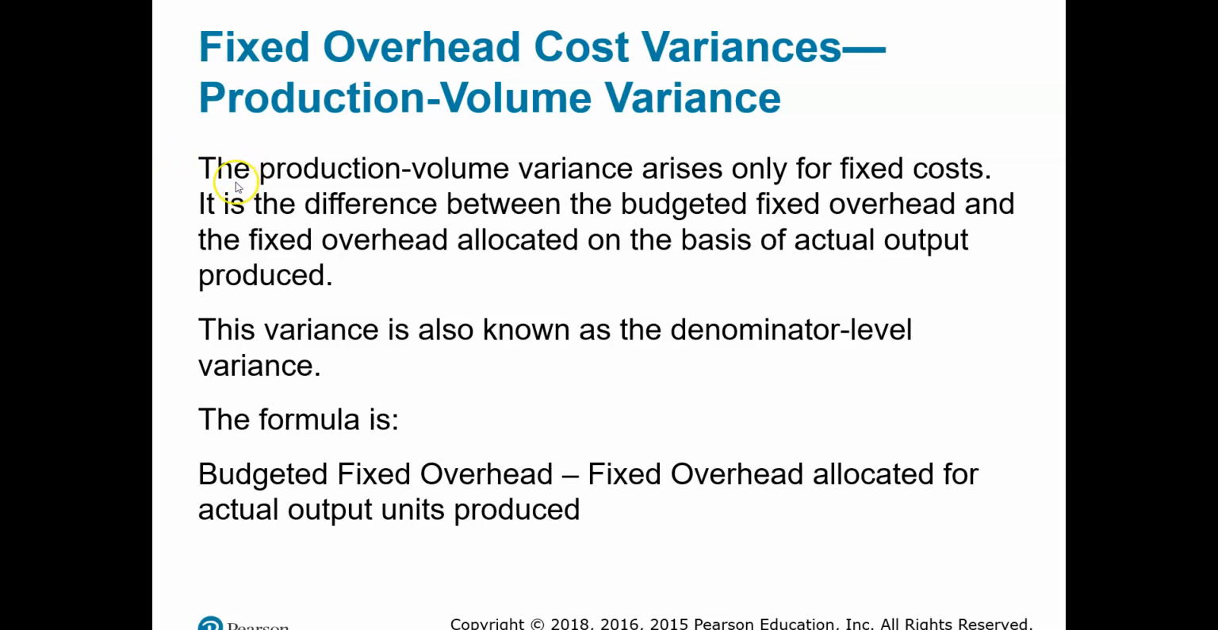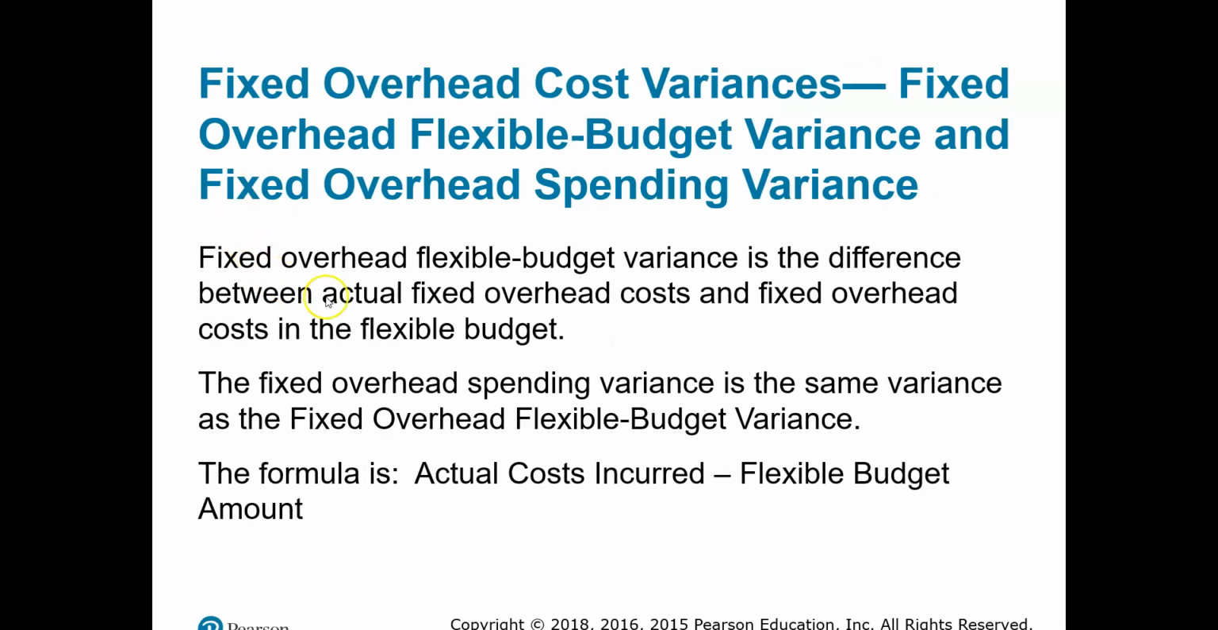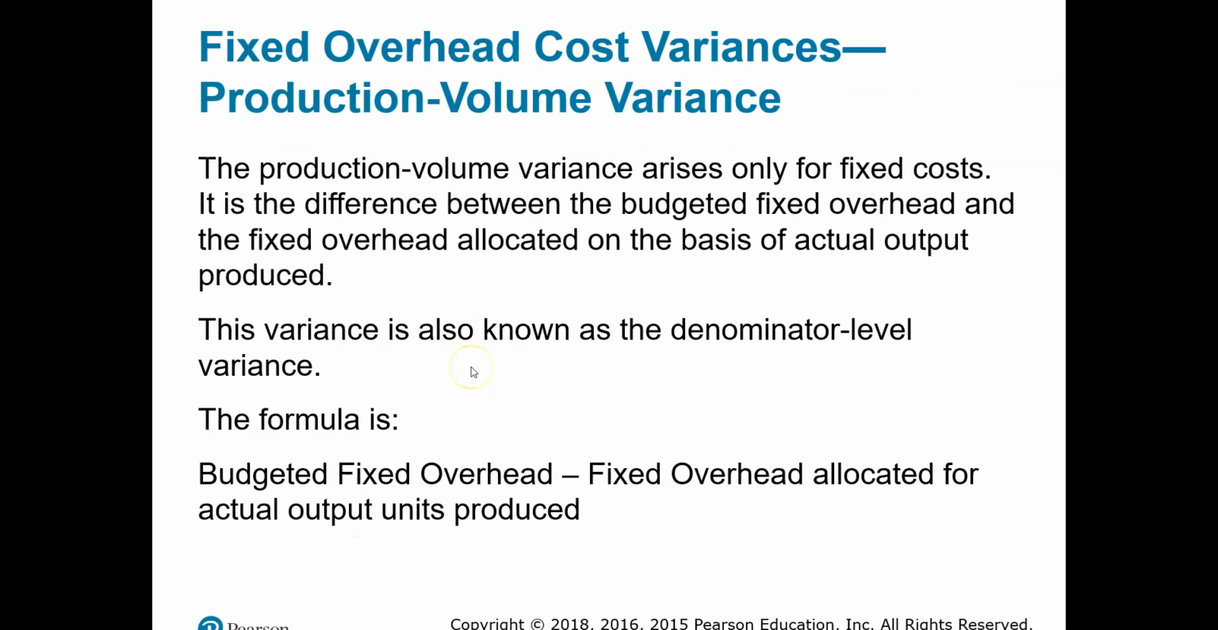Now, for fixed overhead costs, the flexible budget is going to be the same as our fixed overhead spending variance, which is actual costs incurred minus the flexible budget amount. Since it has no efficiency variance, it is going to have, though, a production volume variance. And that production volume variance only arises for fixed costs. We do not incur production volume variances for variable overhead costs.